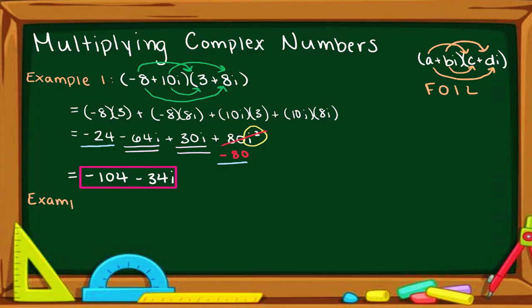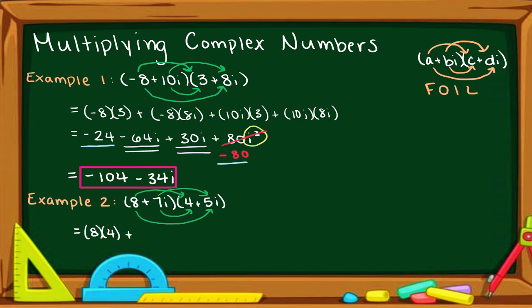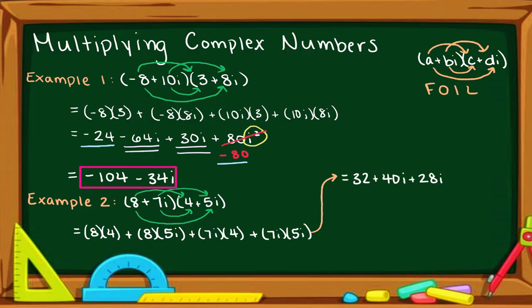Let's take another example. We have 8 plus 7i times 4 plus 5i. Let's FOIL. So we multiply the first, outside, inside, and last, and we get 8 times 4 plus 8 times 5i plus 7i times 4 plus 7i times 5i. This gives us 32 plus 40i plus 28i plus 35i squared. Our i squared is equal to negative 1, so that becomes negative 35. Identify and combine our like terms, and we get negative 3 plus 68i.